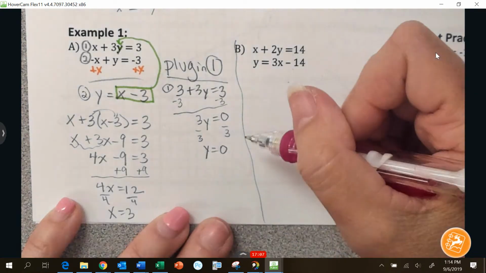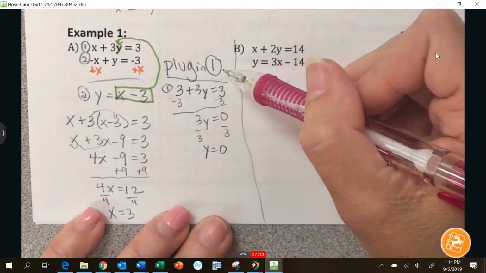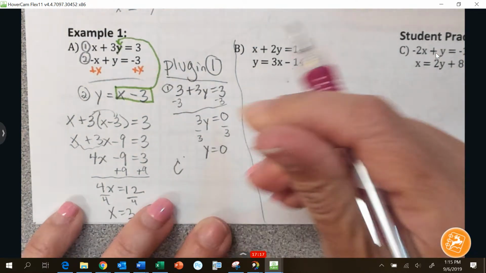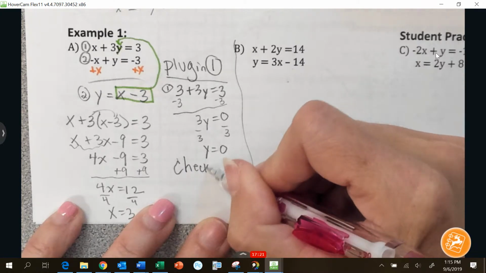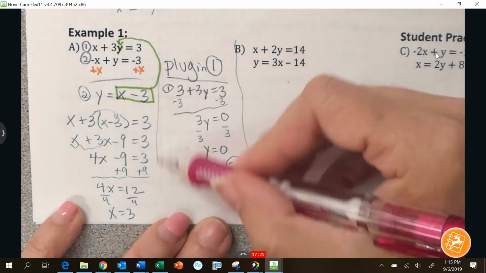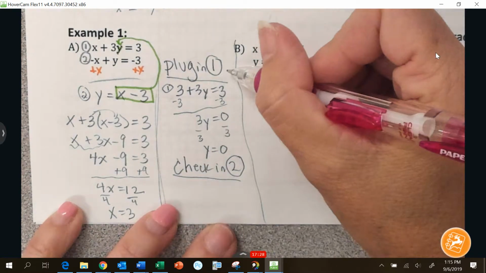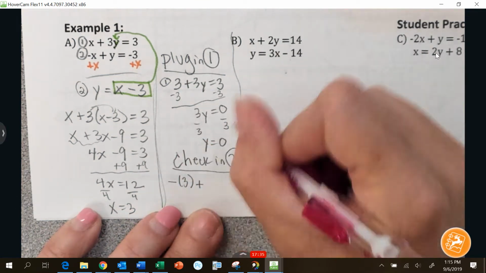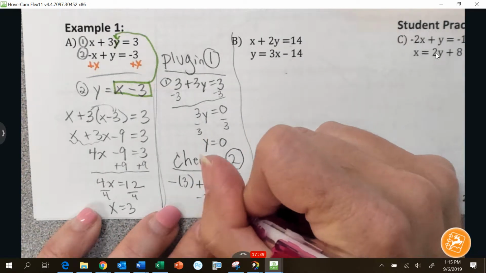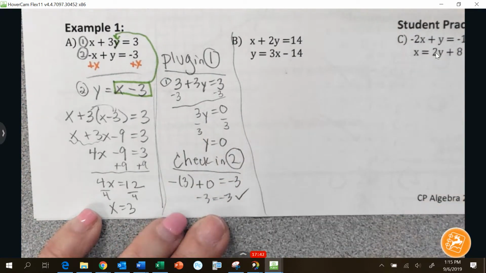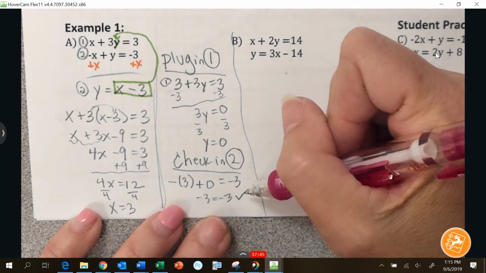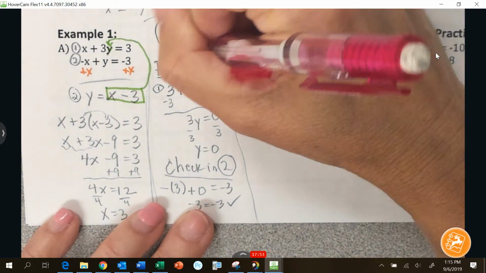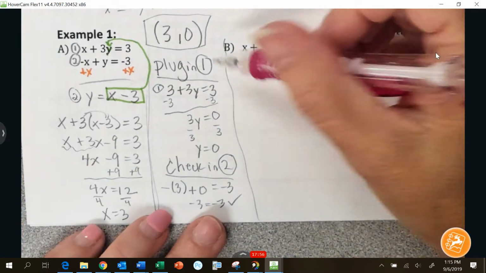So now I have both x and y. We've already used equation 1. So now, at my last step, I cannot use equation 1. I now have to use equation 2. Your last step, you use both equations for. So I just plugged in 1. I now have to plug in 2. So negative, and then my x was a 3, plus 0 equals negative 3. Does that check? Yes. So because I got a check, I know I have the right answer, and I write as an ordered pair, 3, 0. You do need to do this last step where you plug in 1, check in 2.